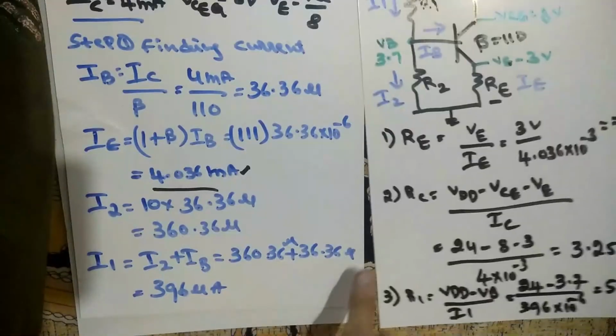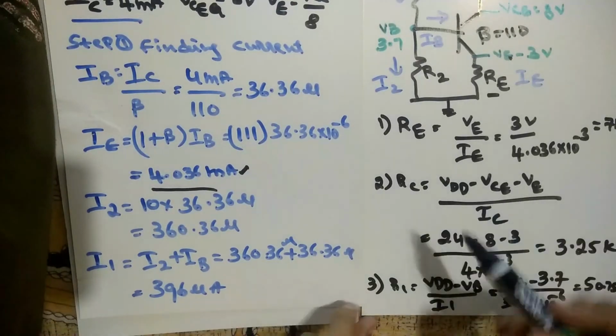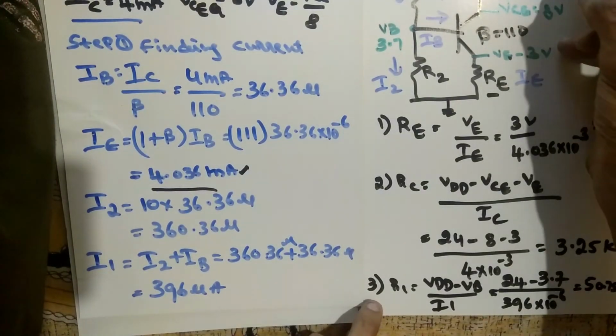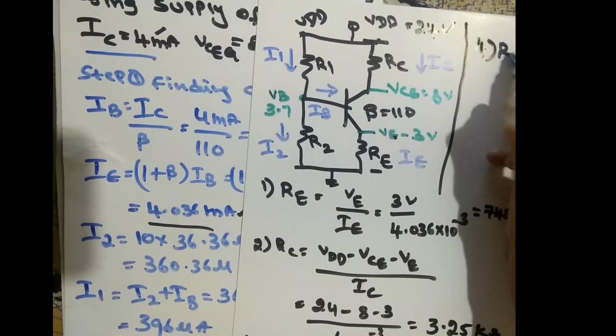Similarly, after the three resistances RE, RC and R1, we can do one more resistance known as R2. R2 is very simple. Next we can try the last resistance, R2.